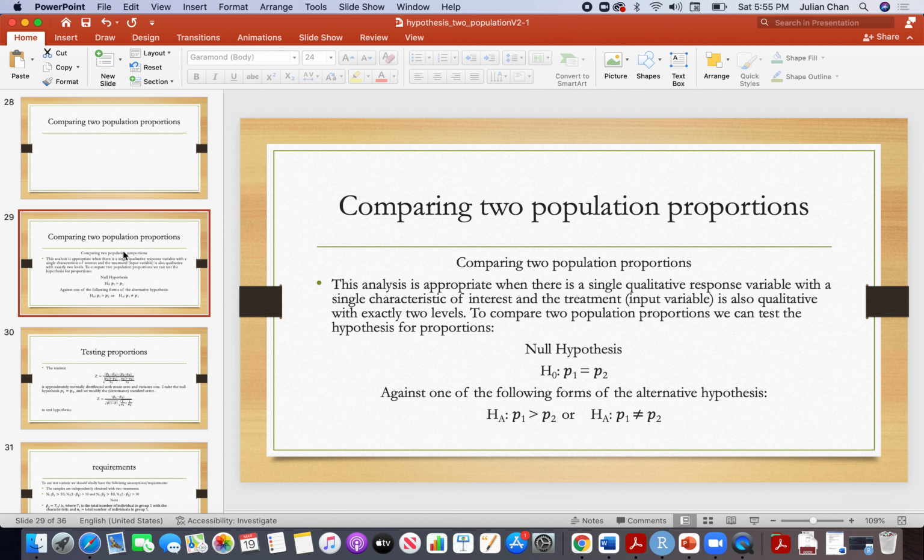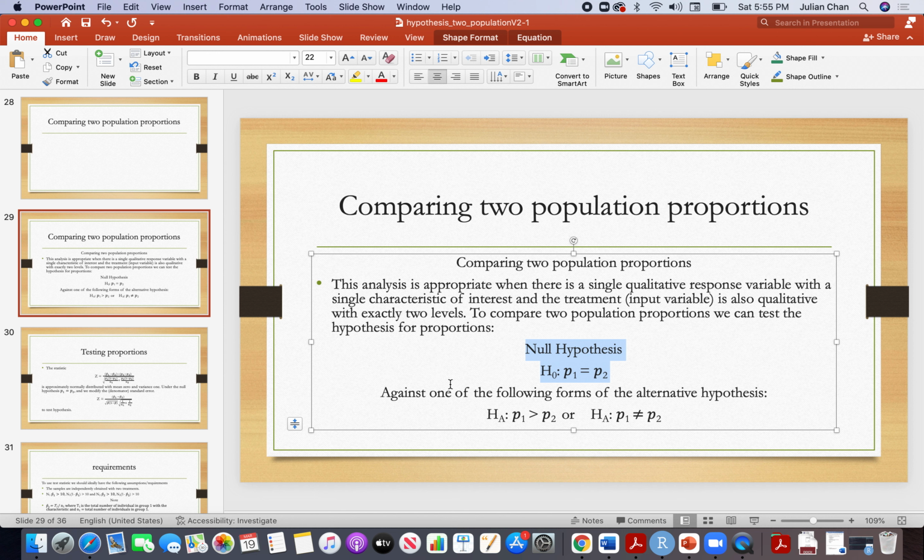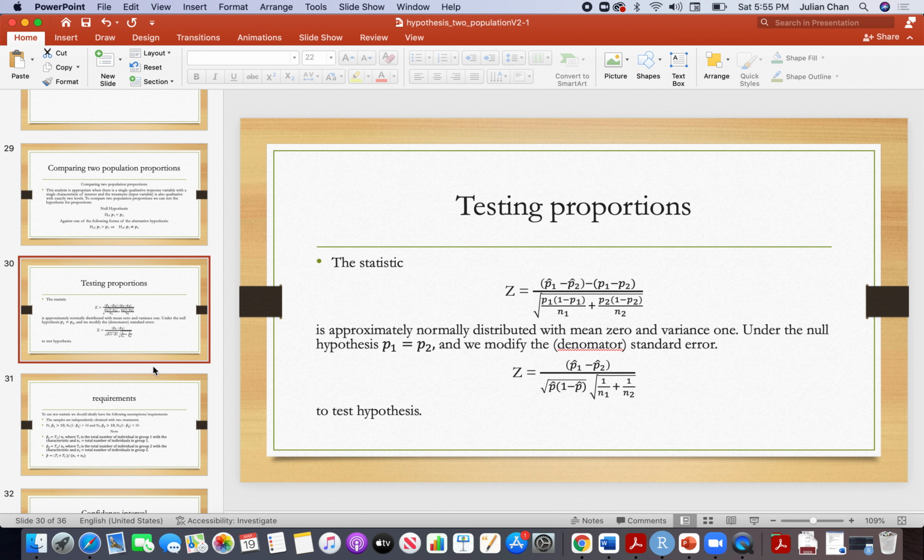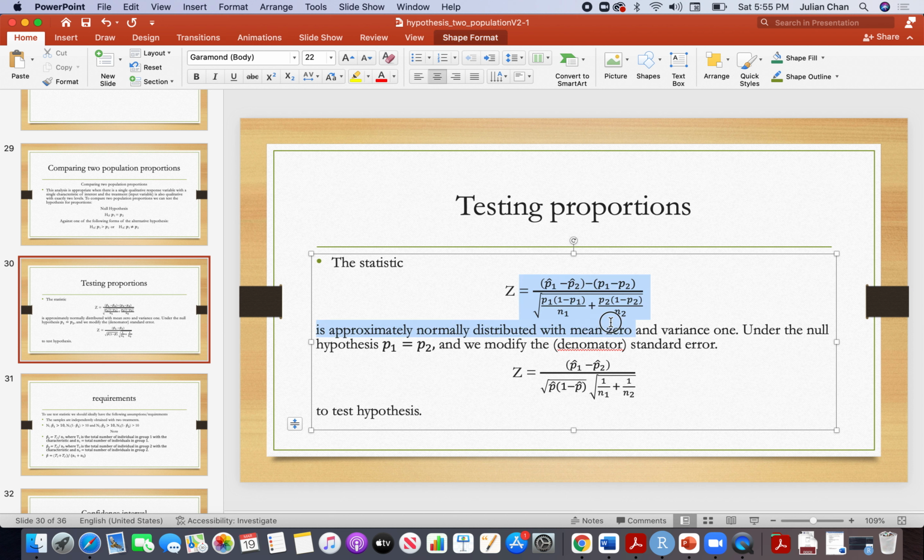If we want to compare two populations, we can do a null hypothesis that the two proportions are equal against one of the alternative forms, that either one is bigger than the other or one is not equal to the other. And if we want to test the hypothesis, we'll use this z statistic and we'll calculate this numeric. This is our z statistic. Okay. Under the null hypothesis, P1 and P2 are equal, and we get exactly this.